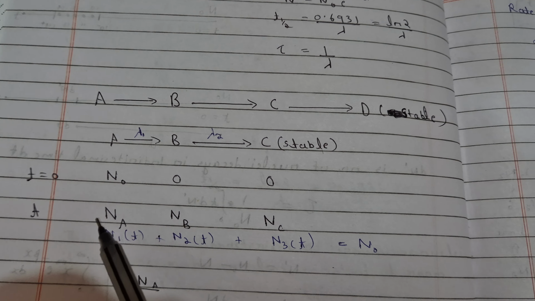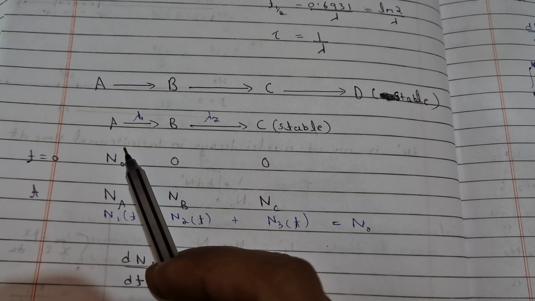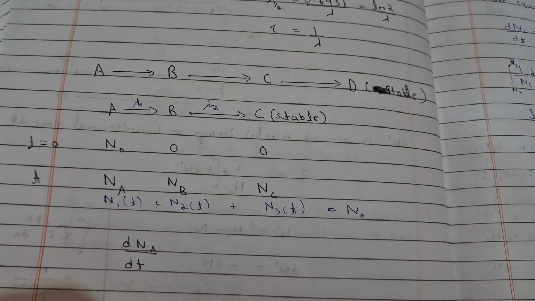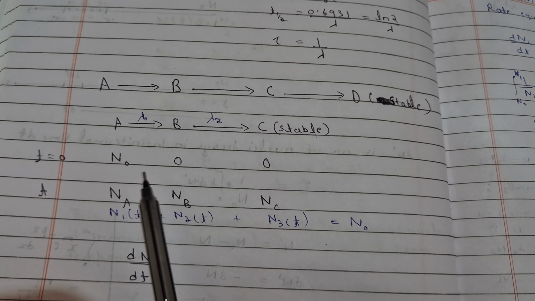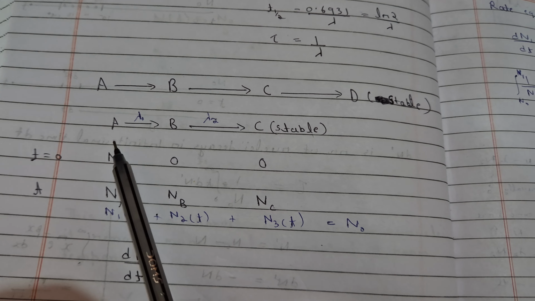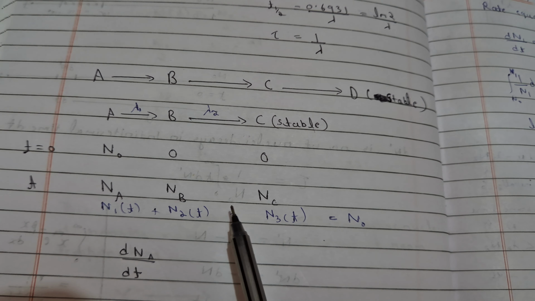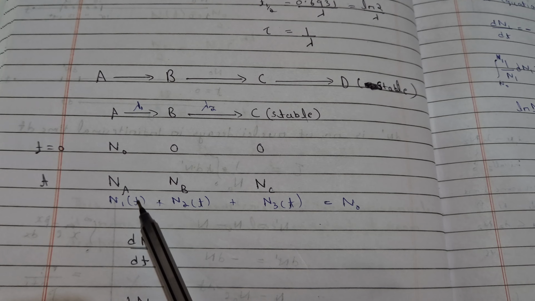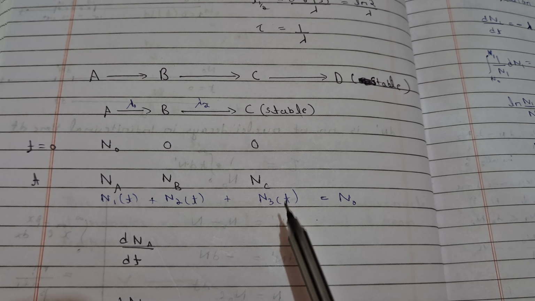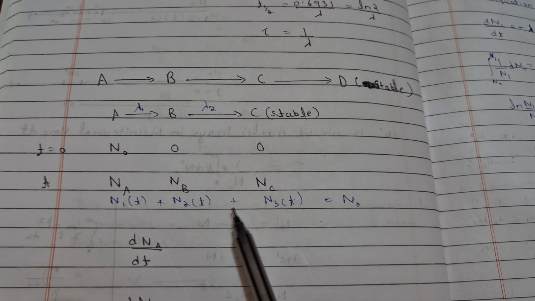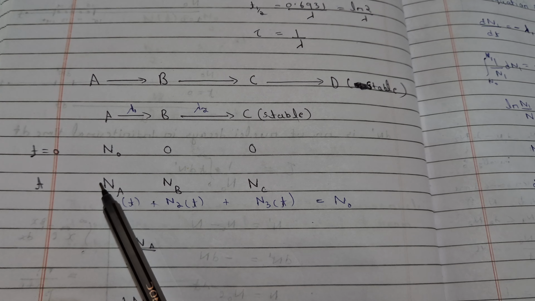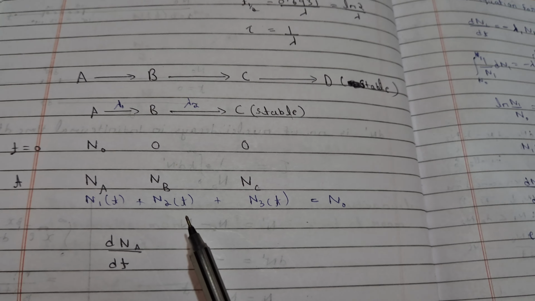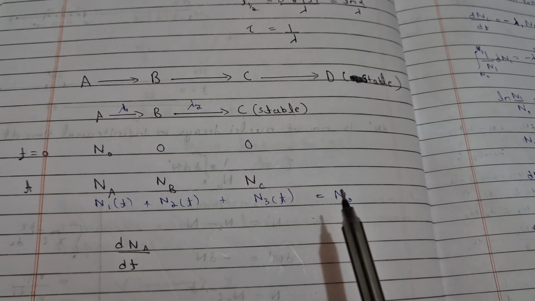Initially we need to find the rate equations: how A is changing with time, how B is changing with time, how C is changing with time. At t equal to 0 there were n naught nuclei of A only, and B will be 0 and C will be 0. Now at time t these will become n1(t), n2(t), and n3(t). The sum will always remain n naught because one nucleus converts into another, so this is a one-to-one line, and that's why the sum will always remain n naught.